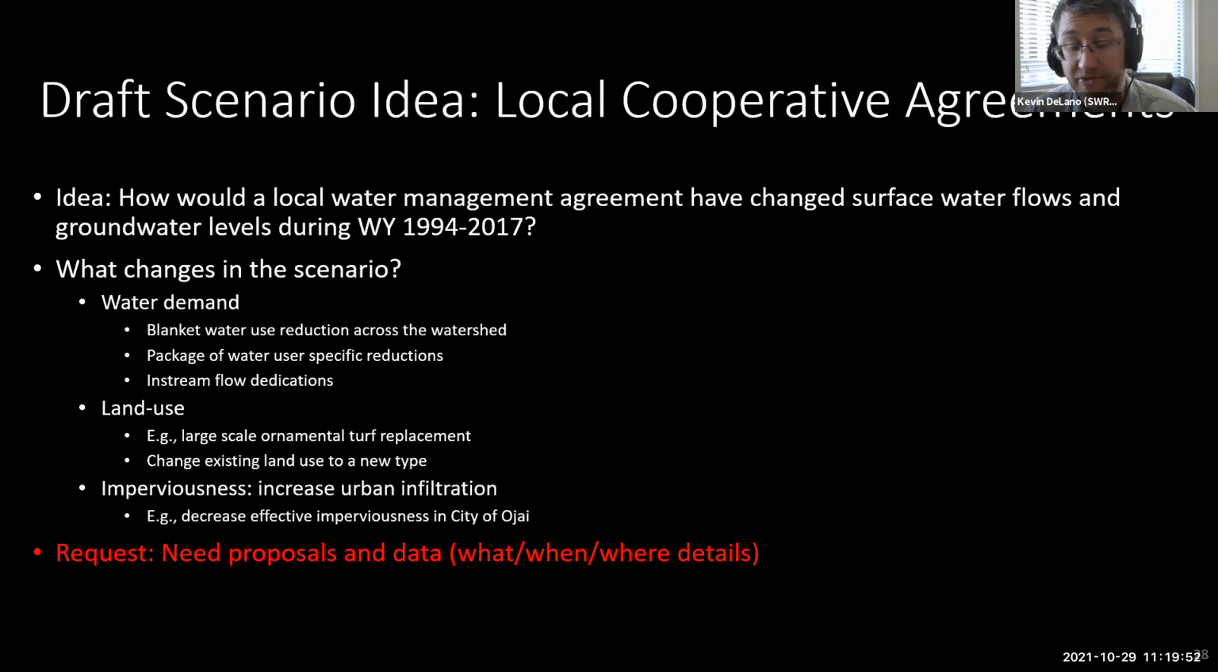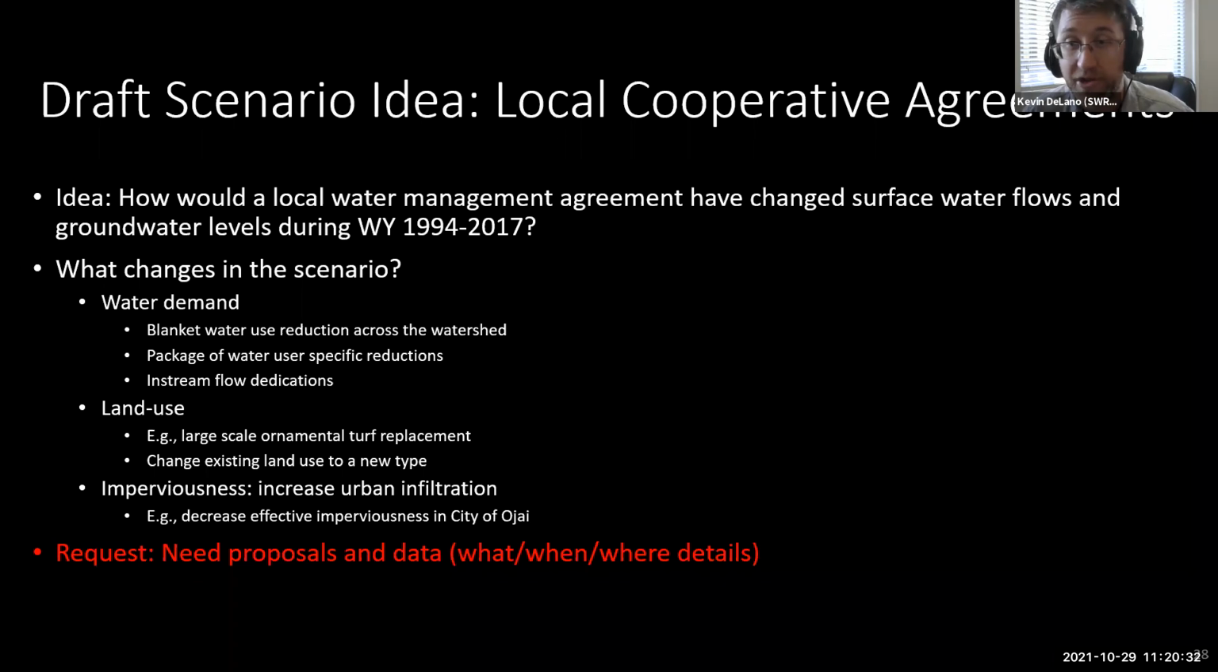If it's specific water users or property owners reducing their water use, conserving water through gray water, recycling, we need that whole package of water-user-specific reductions compiled into one scenario that's all summarized. And does this scenario include any other changes, such as to land use or imperviousness? Land use, particularly, I'm talking about vegetation. Is vegetation changed from something that consumes more water to less?